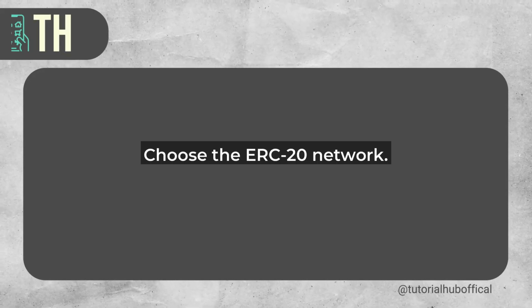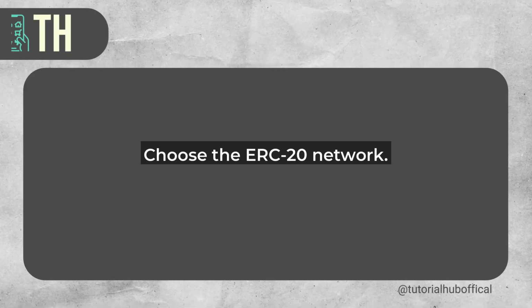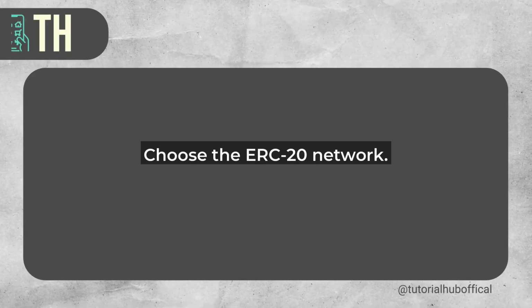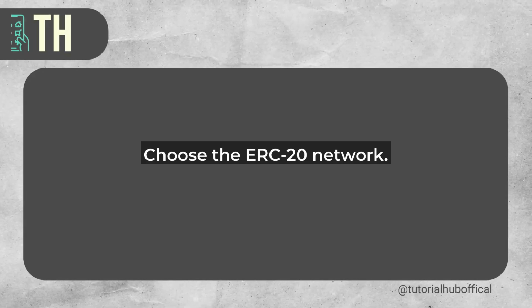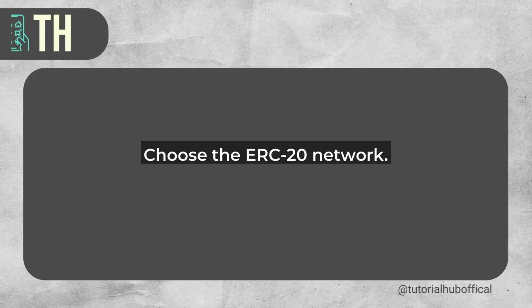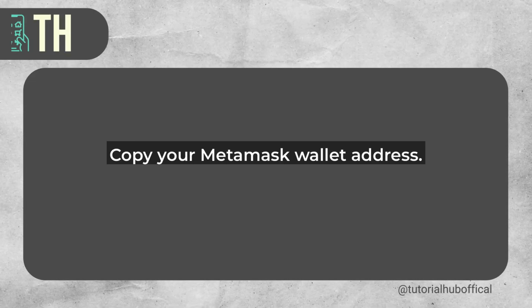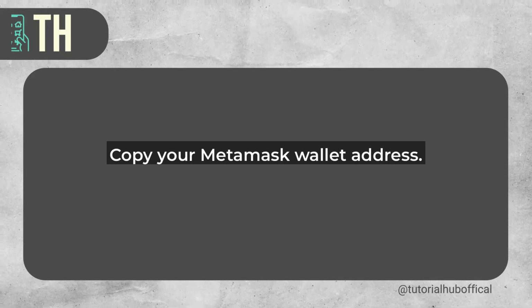Next, go to the withdrawal page. Select Tether, USDT, from your list of assets. This is crucial. Choose the correct network. For Metamask, you'll want the ERC20 network since USDT on Ethereum uses that. If you pick the wrong one, your funds could go missing, so pay close attention here.